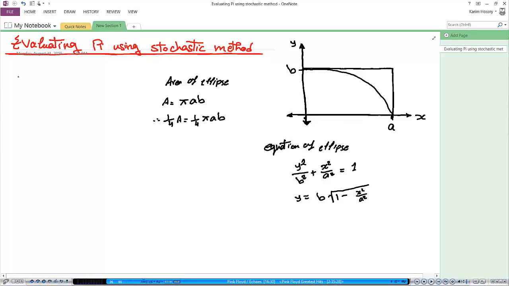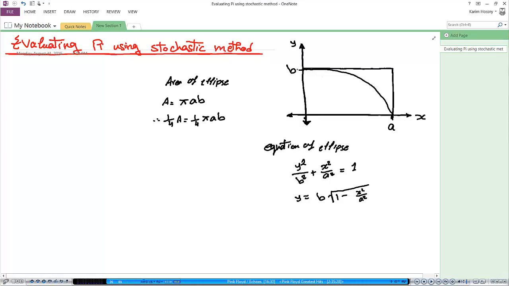Hello, today we're about to evaluate the value of pi using the Monte Carlo technique, or stochastic method. Imagine the quarter of an ellipse shown in this diagram. The area of this ellipse is not known, but the law governing the area of an ellipse is known, which is pi AB. A quarter ellipse will have an area of quarter A equals quarter pi AB. We want to know pi because pi is the unknown for us.